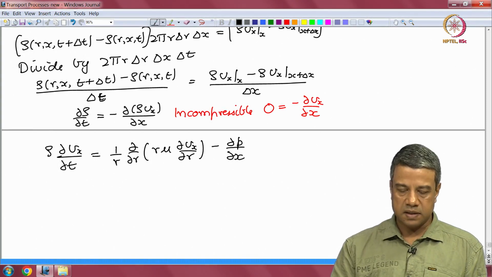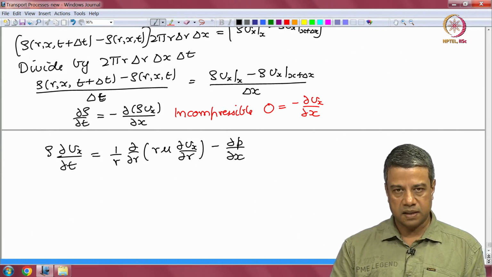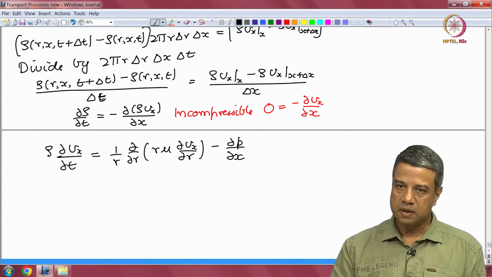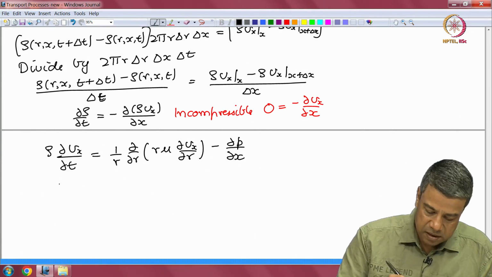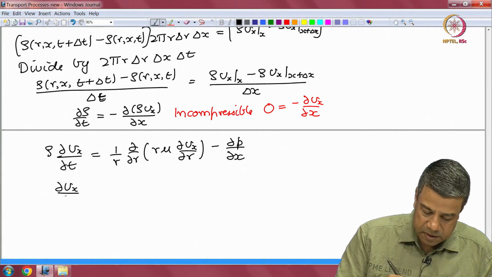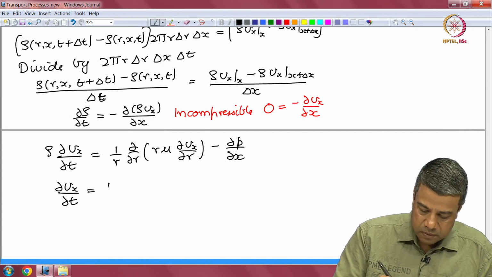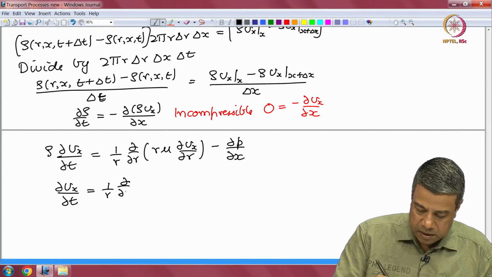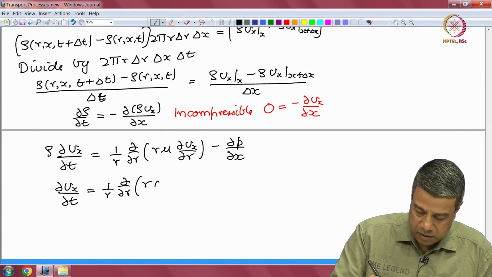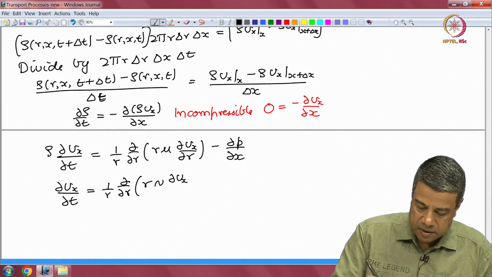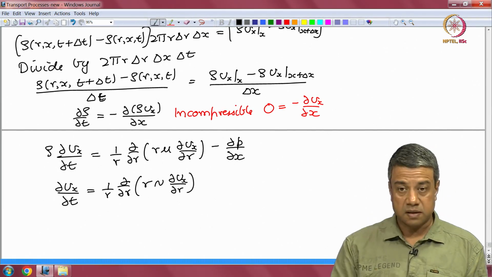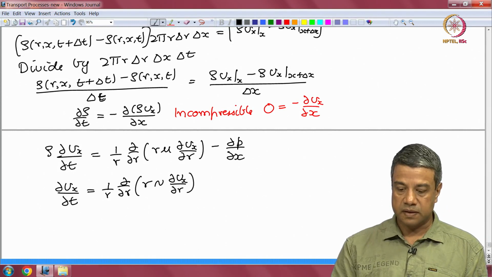And if the viscosity is a constant, I can divide throughout by the density firstly. For an incompressible flow, I can just divide throughout by the density and get partial Vx by partial t is equal to 1 by r d by dr of r nu partial Vx by partial r. Density is a constant, so I can take it within the derivative.